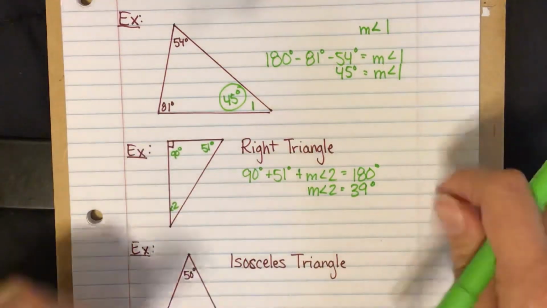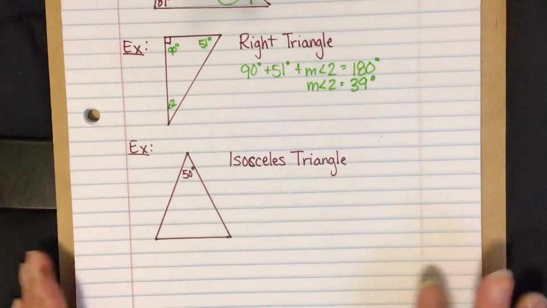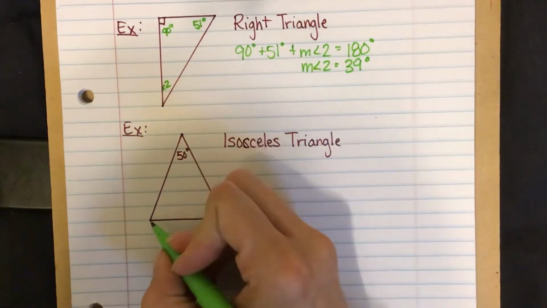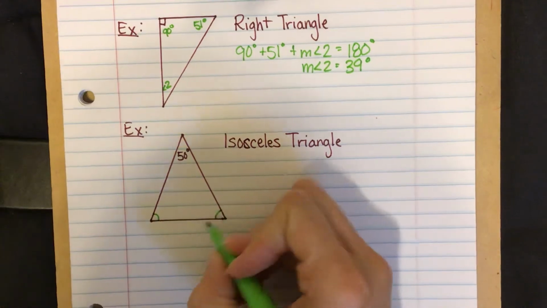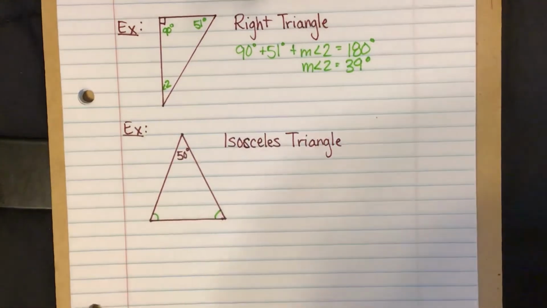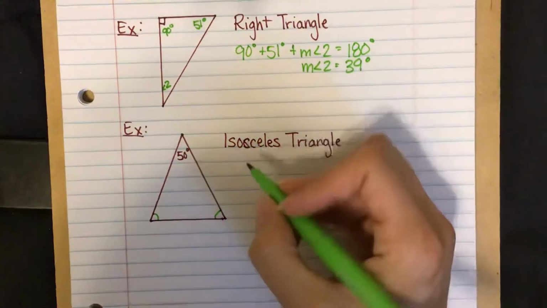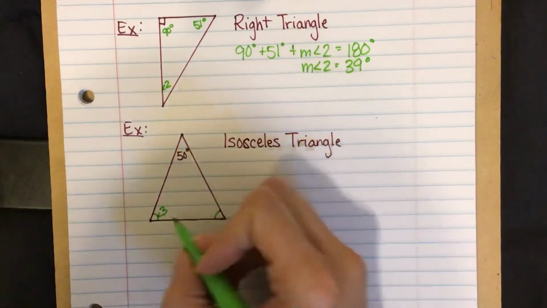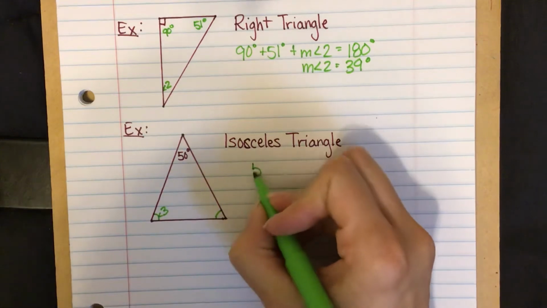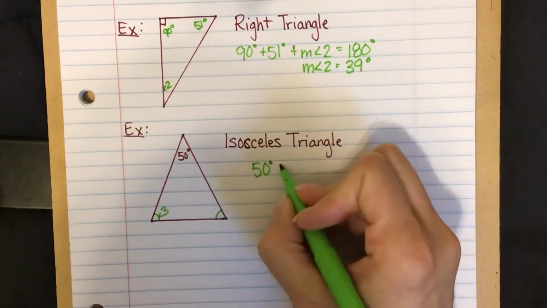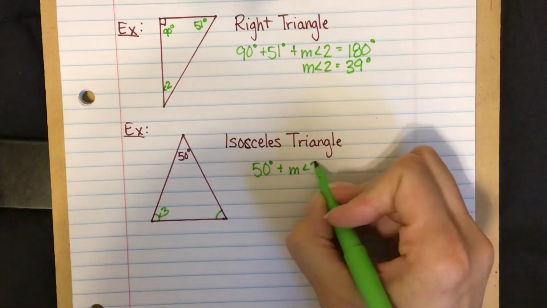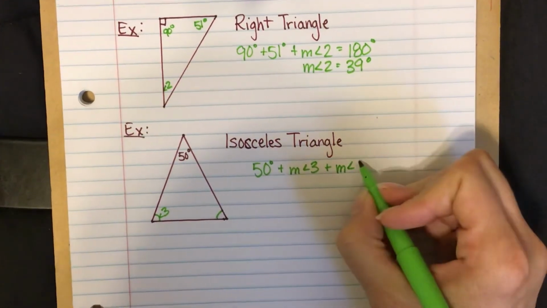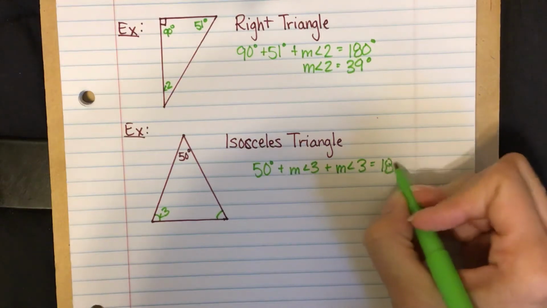Now the last type of problem that you're going to encounter is an isosceles triangle. We know that isosceles triangles have two congruent angles, so the measure of those two are going to be equal. So that means 2 times, let's call this angle 3, plus 50 degrees, this angle right here, plus the measure of angle 3, and then we can do that twice because there's 2 of them, is equal to 180 degrees.